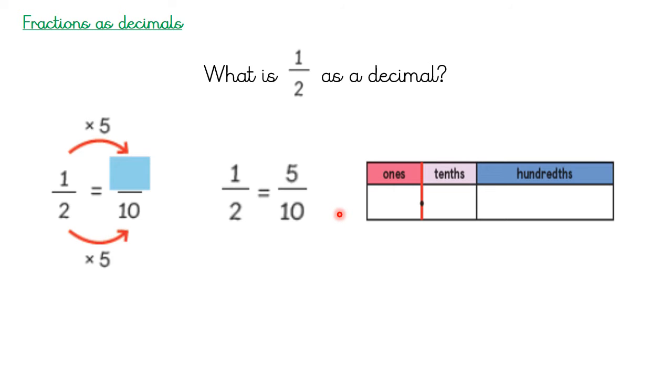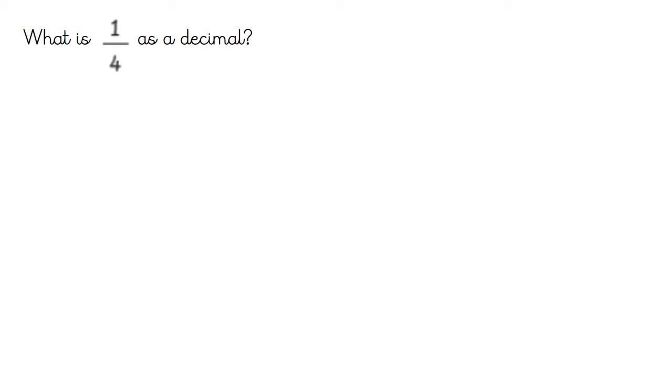So let's have a look at this in our place value grid to help us turn it into a decimal. So we know that 5/10 will have 0 ones, and very simply 5/10. So as a decimal, half is 0.5. So let's have a look at another decimal. So this one says, what is 1/4 as a decimal?